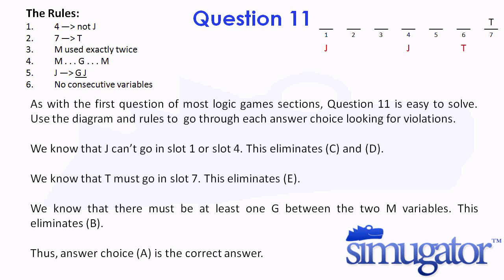We know that T must go into slot 7. This eliminates answer choice E. We know that there must be at least one G between the 2 M variables. This eliminates B. Thus, answer choice A is the correct answer.